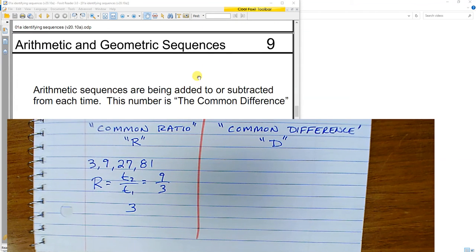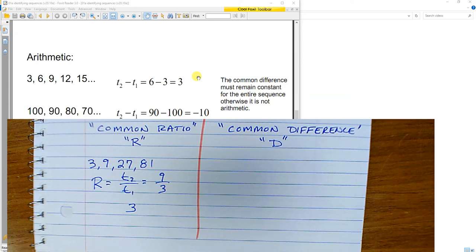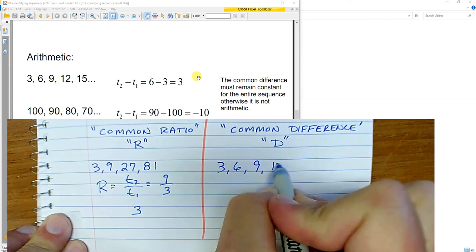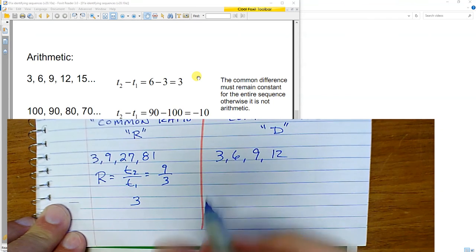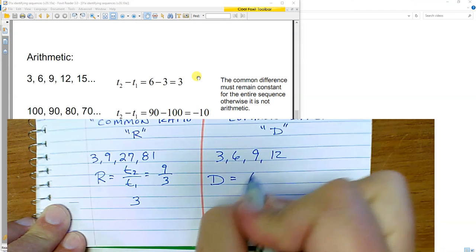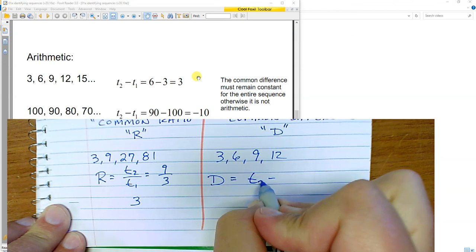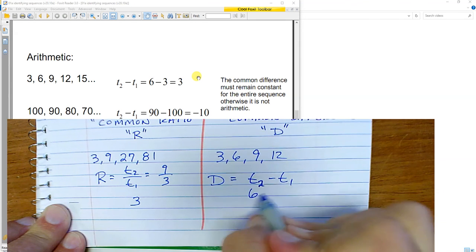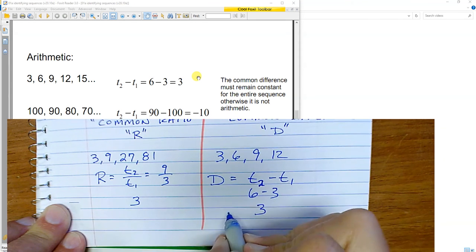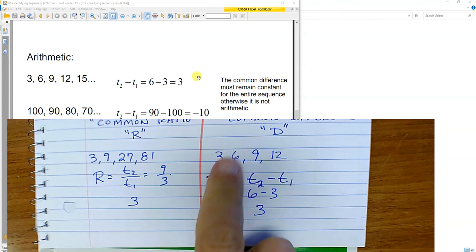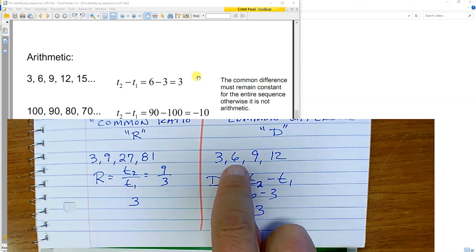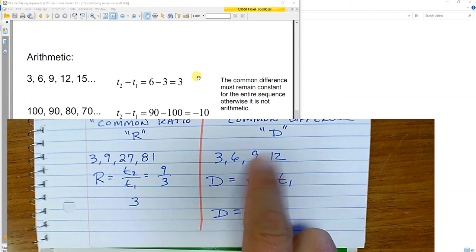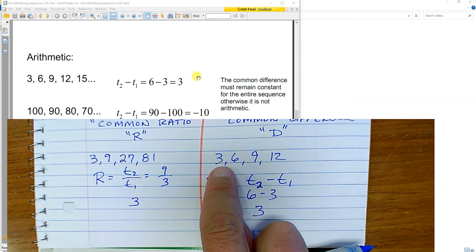When I get into the arithmetic, I have the common difference. And we'll do 3, 6, 9, 12. The difference is t sub 2 minus t sub 1. So in this case, it's 6 minus 3, which is 3. Plus 3, plus 3, plus 3. Second term minus first term. Third term minus second term. 12 minus 9 is 3. 9 minus 6 is 3. 6 minus 3 is 3.